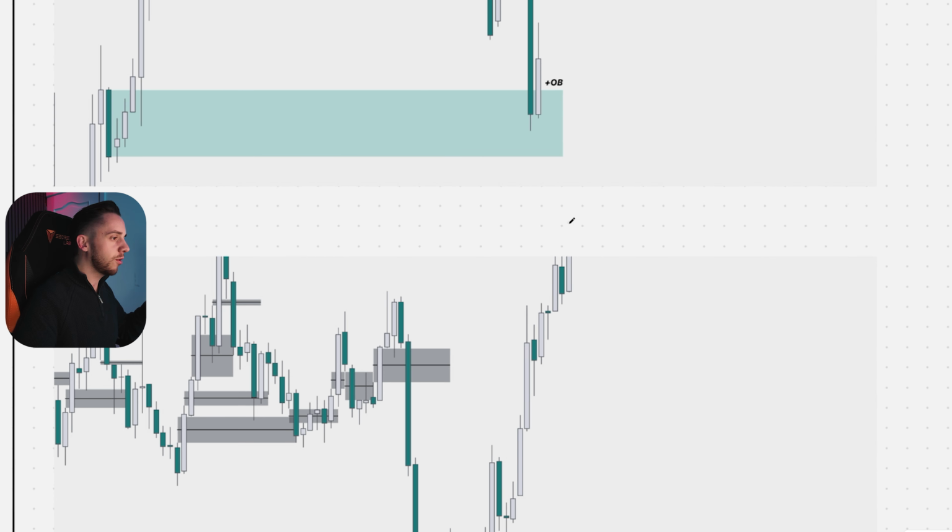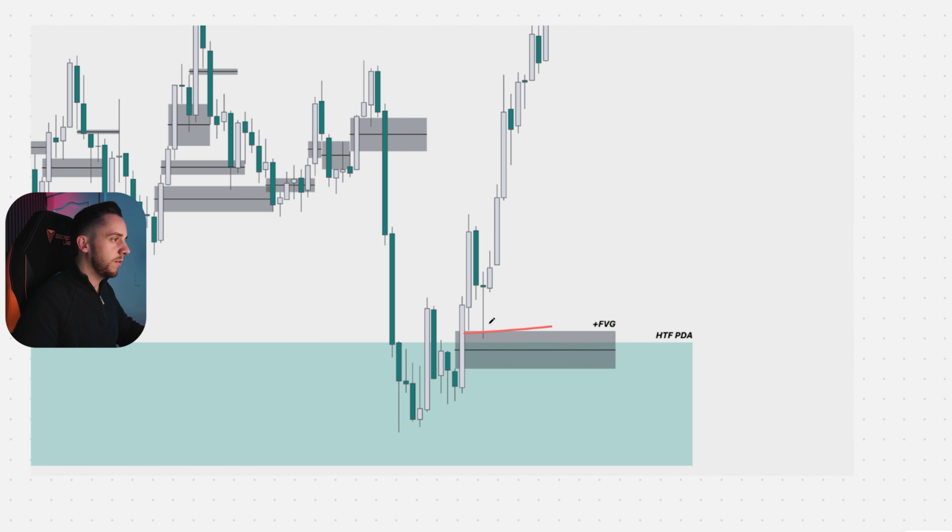And if you go into a lower time frame right here, you can see that there's a fair value gap getting created right here. And this fair value gap actually was created because we tapped the high time frame PD array right here. So this is the 4-hour order block. You can see that we dropped lower, right?